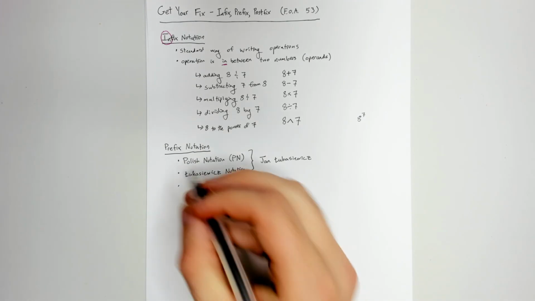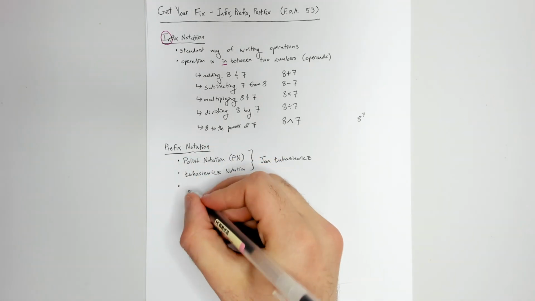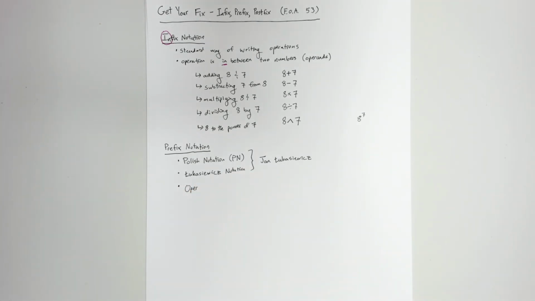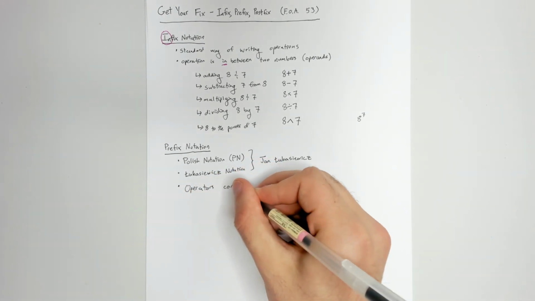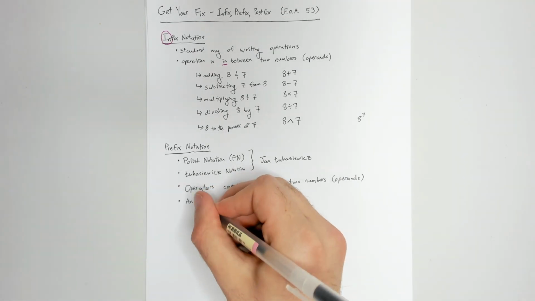Prefix notation, as the name suggests, since pre usually means before, means that the operators come before the operands, or the numbers that they affect. Another way we can think of this is that an operator affects the two numbers to the very right of it.